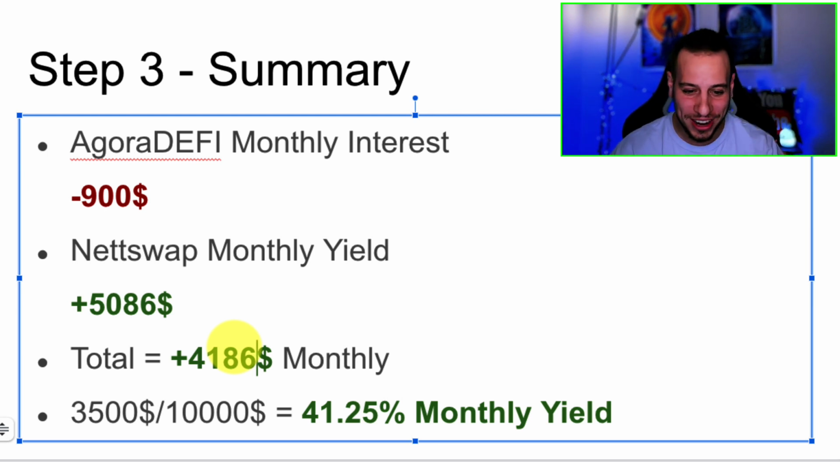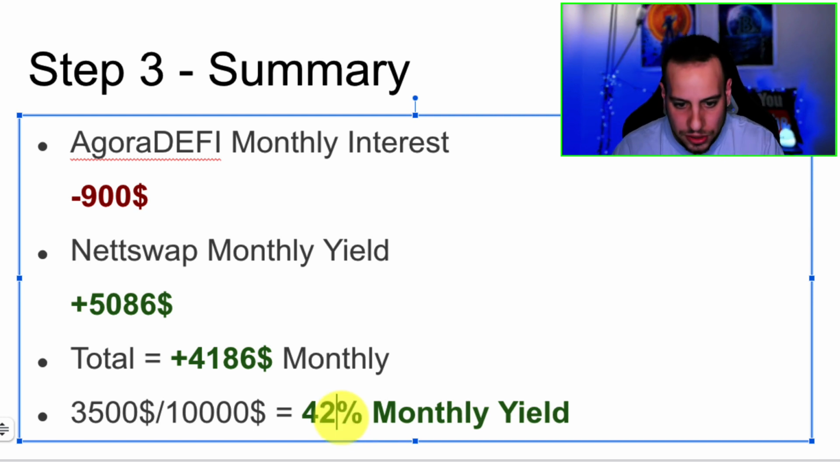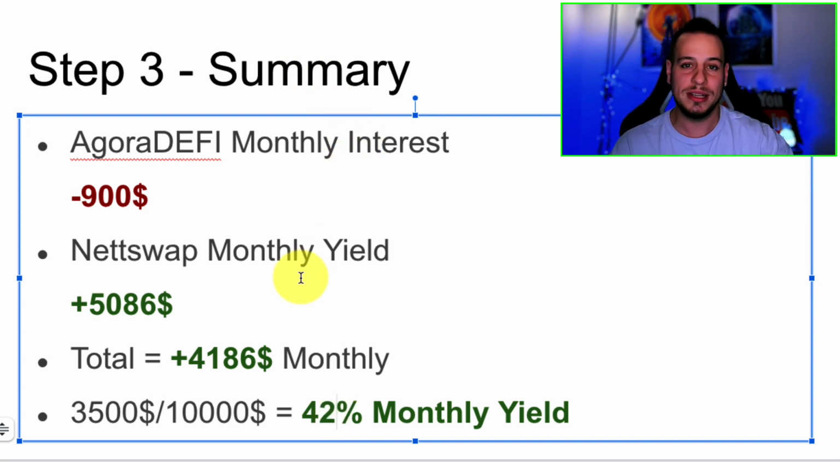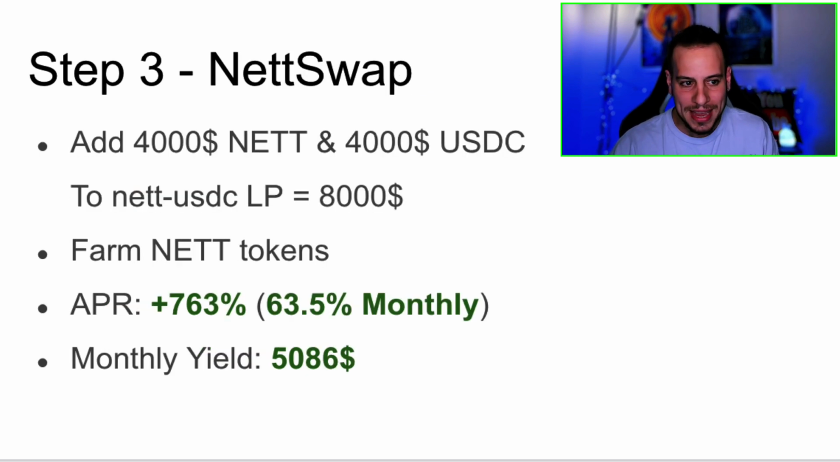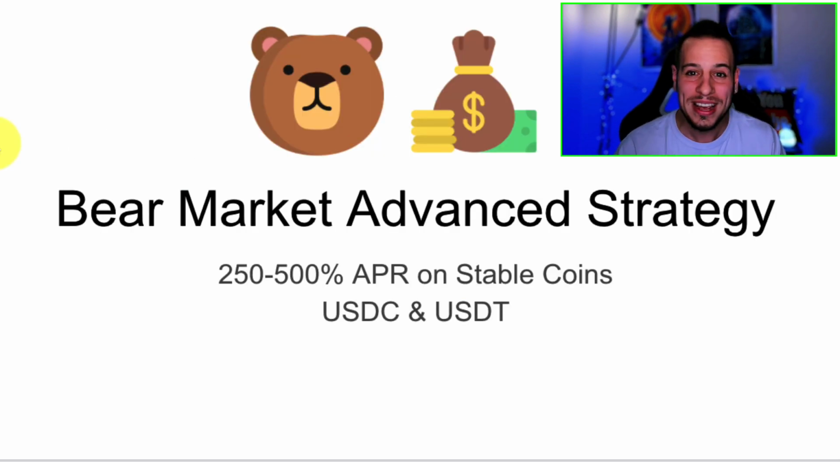This is crazy. It's actually 42% monthly yield on $10,000. And remember, you're exposed only to USDC. This is crazy. It's not financial advice. I just found this strategy and it's mind-blowing, and I had to share it with you guys so you can learn how you can make nice yields and why I love DeFi.